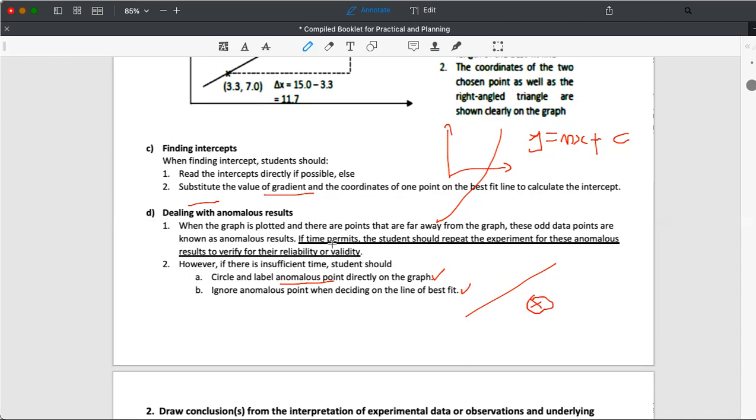However, if time permits, you should consider repeating the experiment for this particular result to verify the reliability. Sometimes you may carry out the experiment wrongly and obtain an inaccurate result. So you need to double check again so you can avoid this situation, because there could be marks deducted for accuracy.